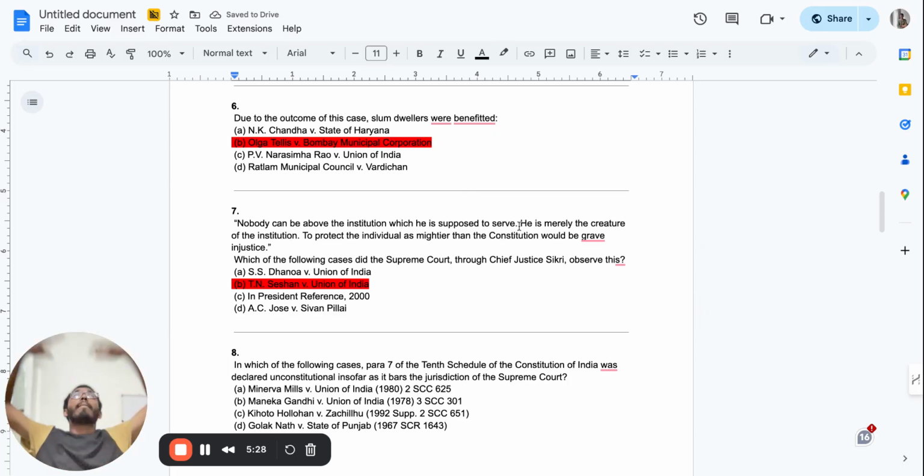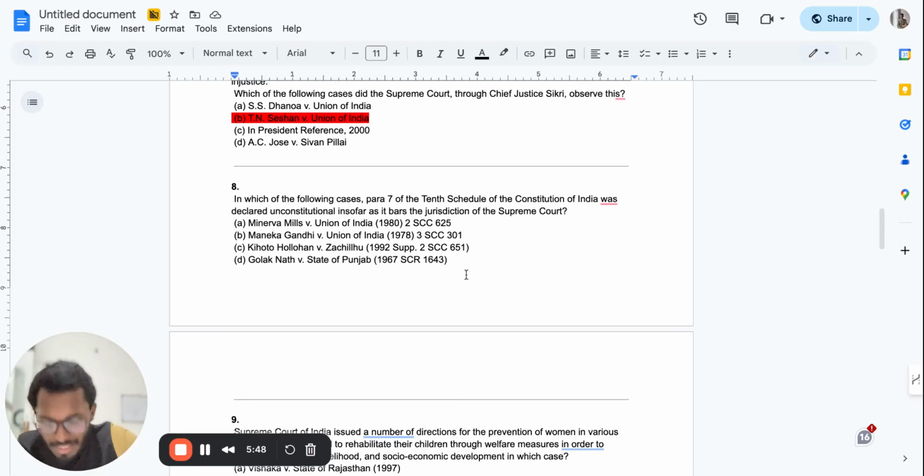That means nobody is above the institution which he is supposed to serve. He is merely the creation of the institution to protect the individual as a mighty of the constitution. So, for example, this can also be given as a reference to the judges in specific or to the Chief Justice in specific, where they can perform their duty as a sovereign, but they cannot overstep it without any kind of infringement within the constitution. Now, next case was about what?